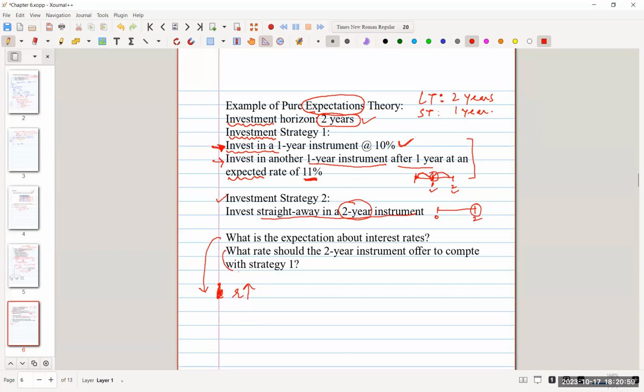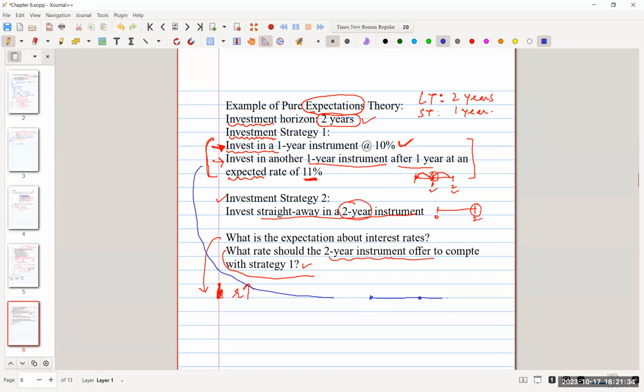So the next question here is, what rate should the 2-year instrument offer to compete with strategy 1? What do you think? If you were following strategy 1, this one, let's just change color to blue. If this is the strategy that you were following, then what happens if you do a timeline?